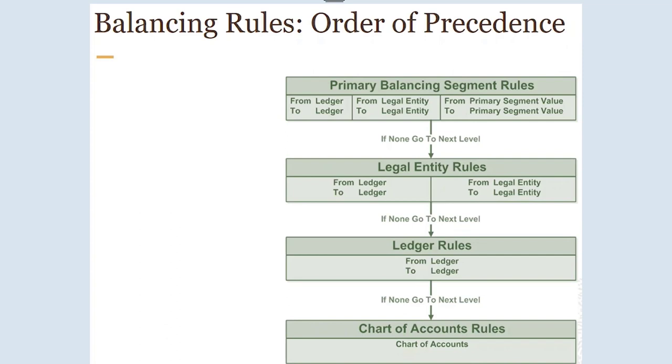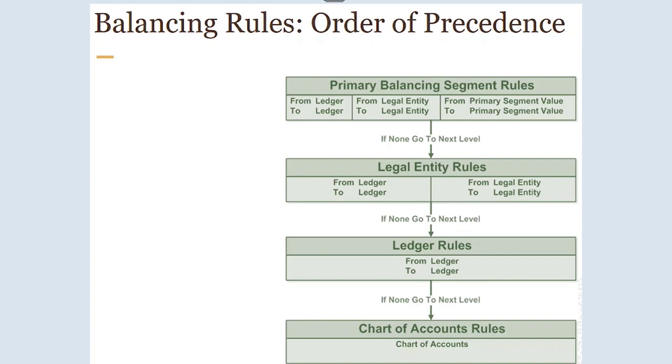And these are the attributes that you fill in when you create those rules: from which ledger, from which legal entity, and then you put in your primary balancing segment value. We will see it later. So you are specifying a really granular rule here, because you are saying if you have a transaction from company, for example 101, and they are transacting with company 102, you are creating a specific rule for that combination of primary balancing segment value. So very granular.